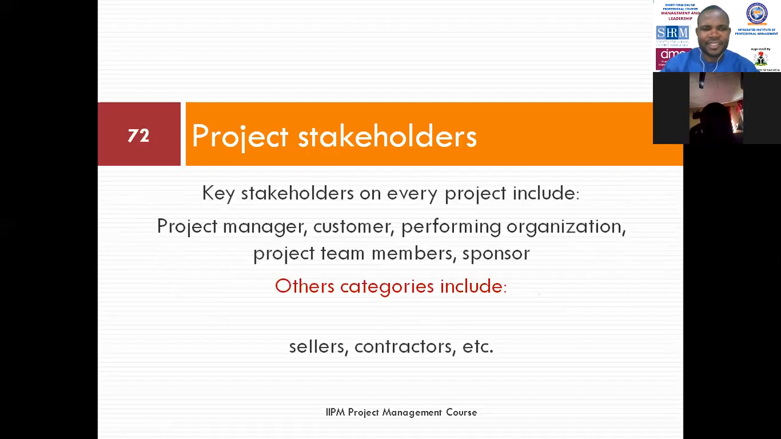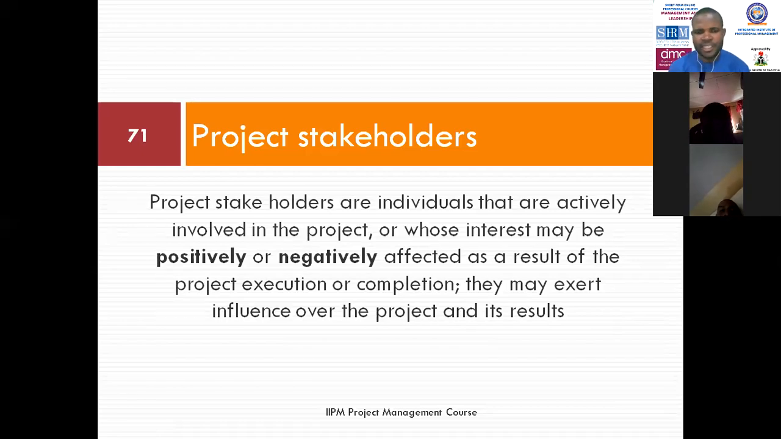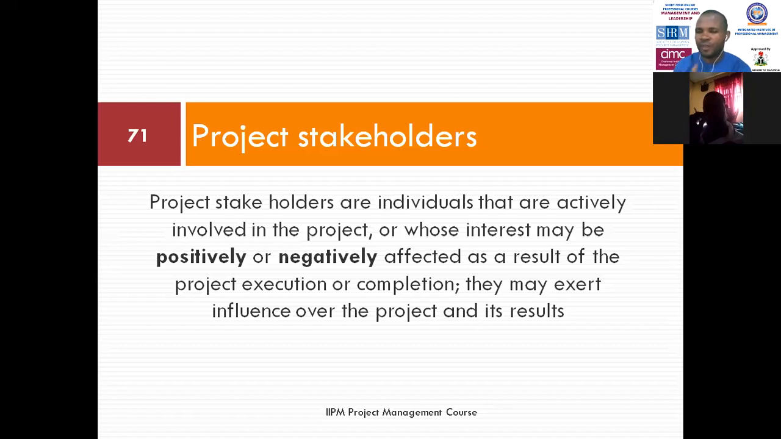Okay. So in the little of what we wrote here, we say project stakeholders are individuals that are actively involved in the project or whose interest may be positively or negatively affected as a result of the project execution or completion. They may exert influence over the project and its result. Like Mr. Jimmy said, his boss has the power to stop or continue the project. And in the same way, if only we understand that all of us are project managers, whether by appointment, by nomination, or by identity, it will help us to manage our workplace supervisors very well.